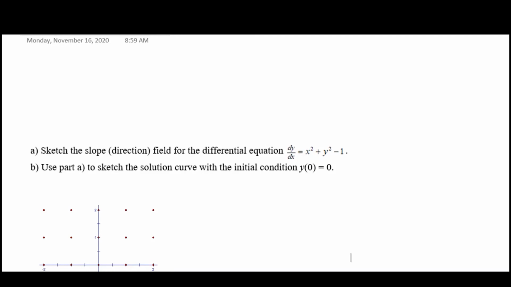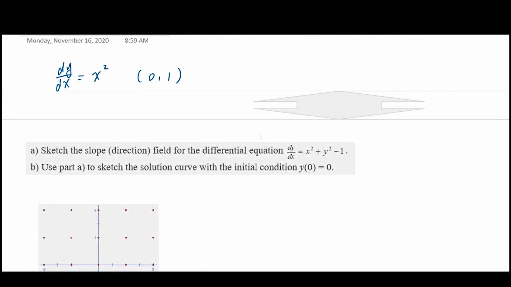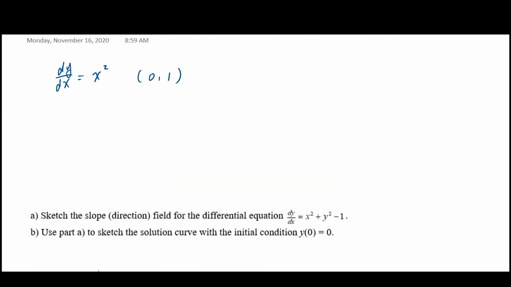Differential equation. This chapter is about the differential equation, and the easiest differential equation you will see is something like this: dy over dx is equal to x squared, and initial value, let's say (0, 1), something like that. That is the easiest differential equation you will see.